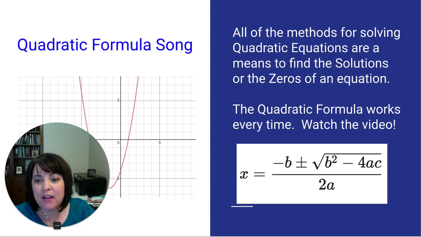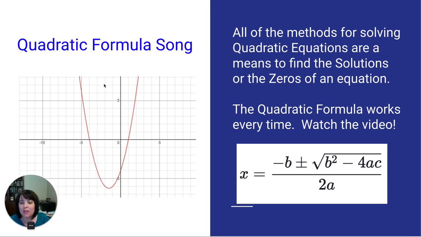Now, the other thing, the quadratic formula. So here's the parabola. With all methods for solving quadratic equations, you can find the solutions, but some work in different situations better than others. But this is one that you will always get the solution to. And it's x equals negative b plus or minus the square root of b squared minus 4ac over 2a.